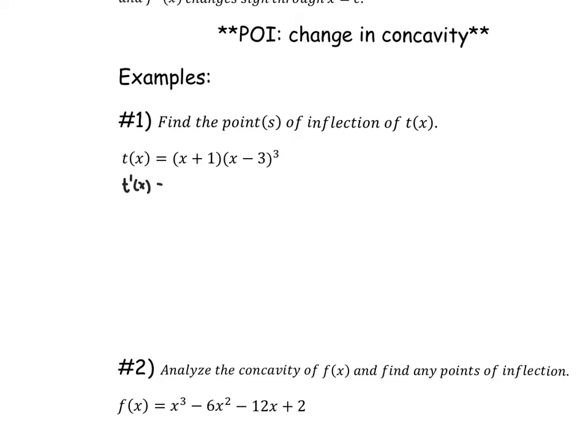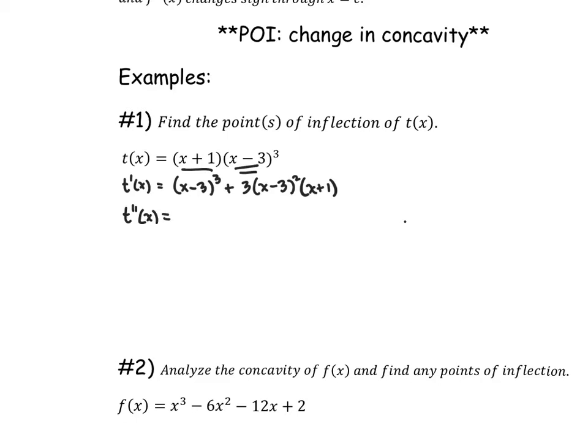So t prime of x, I'm going to use the product rule. The derivative of the first function, which is x plus 1, is 1, and I leave the second function alone. Plus the derivative of the second function, 3x minus 3 squared, which is 2 times 3x minus 3 times the derivative of the inside, which is just 3, times the first function, x plus 1. So there's t prime of x. Now the temptation at this point is to try to expand yet again, and I wouldn't do that either. I would just continue on with the second derivative.